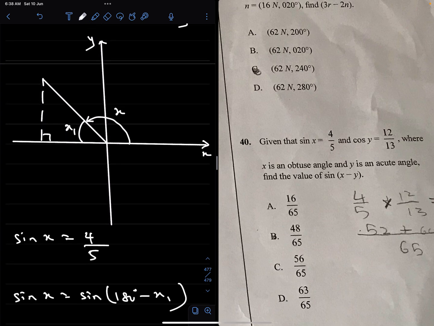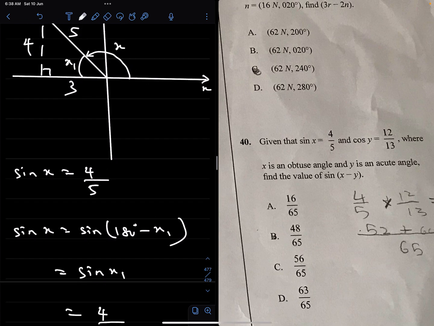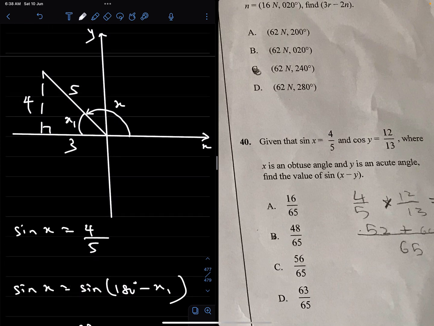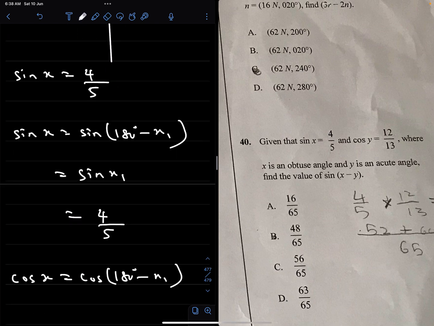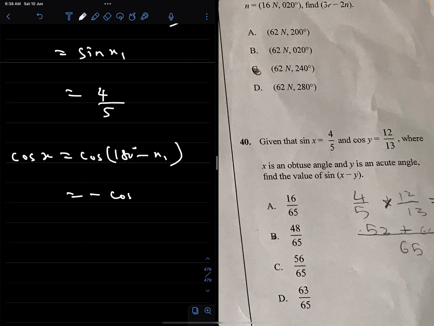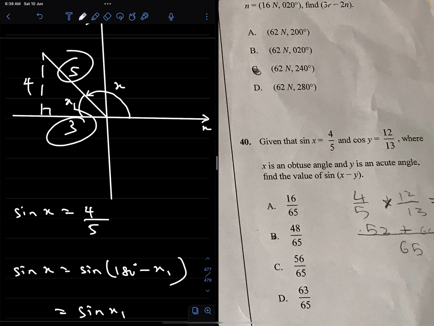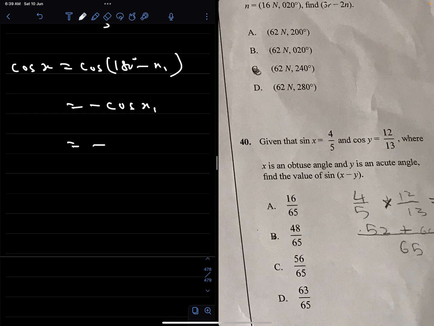So in this right angle triangle, sine x1 is 4/5. That means opposite is 4 and hypotenuse is 5. If we use Pythagoras' theorem, we'll be able to find this side, and it will be 3. So now what is cos x? I know that cos x is cos of 180 degrees minus x1. Because cosine is negative in the second quadrant, cos x is going to be the same as minus cos x1. The cosine of x1 is adjacent over hypotenuse, 3/5. That's minus 3/5.